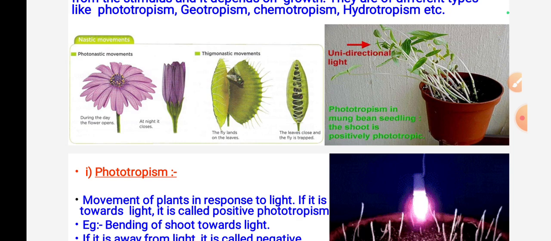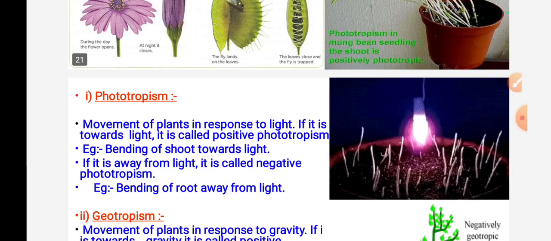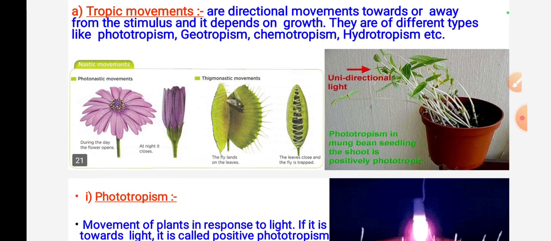For example, in photonastic movements, during the day the flower opens and at night it closes. That's a photonastic movement. Then in thigmonastic movements, when a fly lands on the leaves, the leaves close and the fly is trapped. It's called a thigmonastic movement.